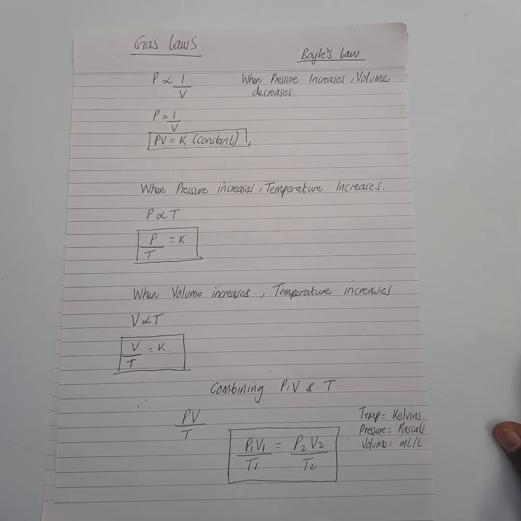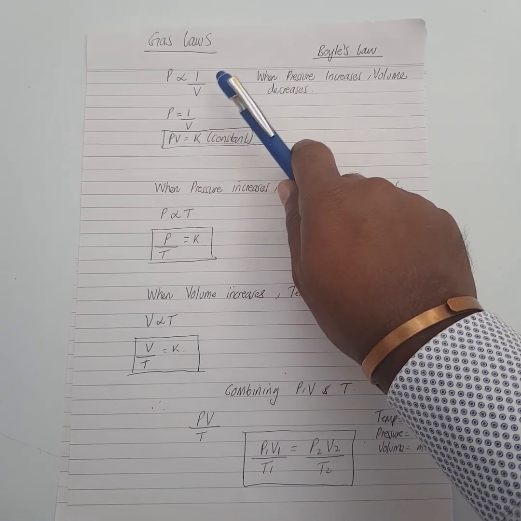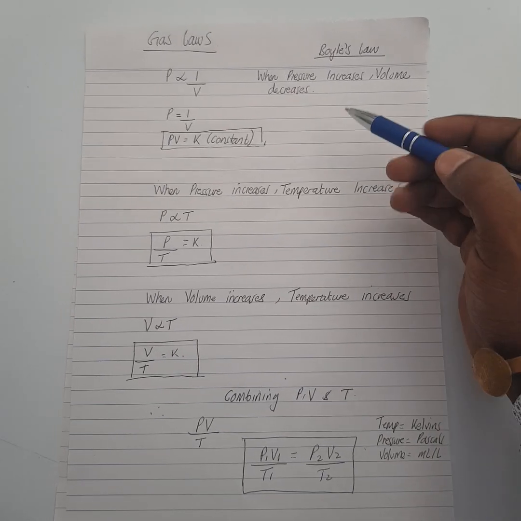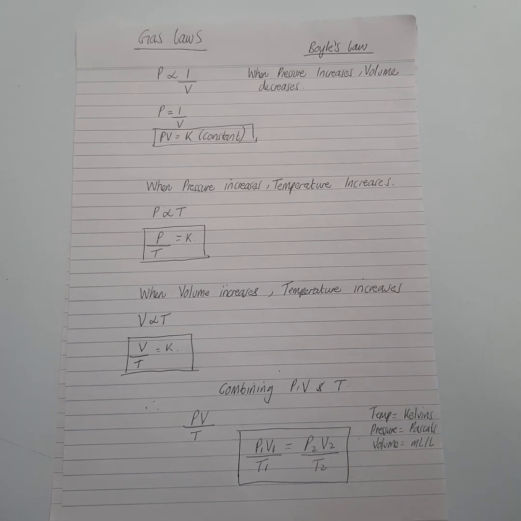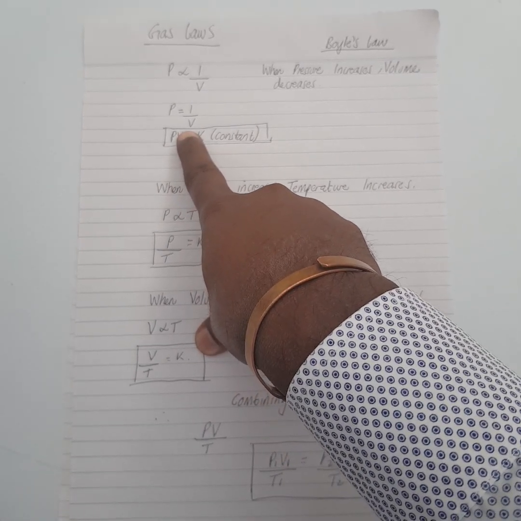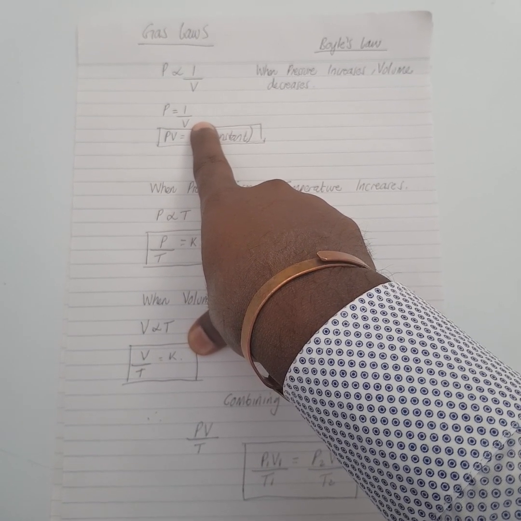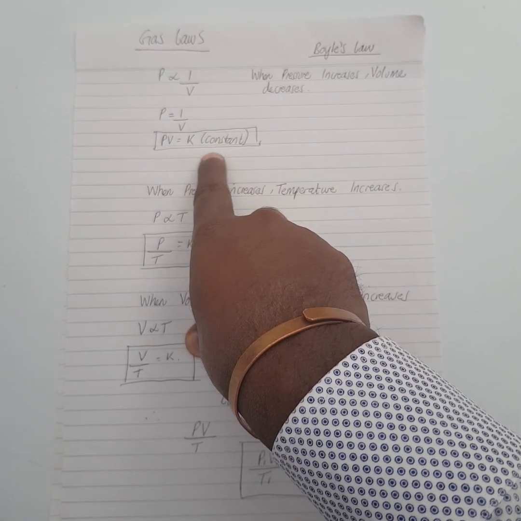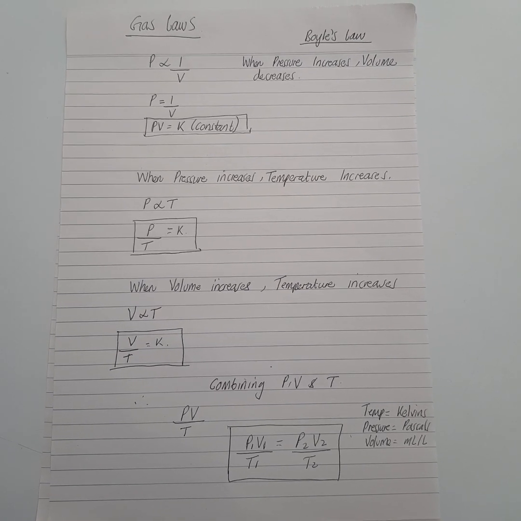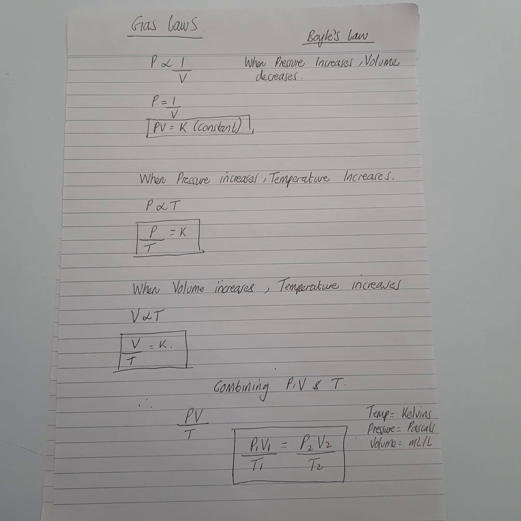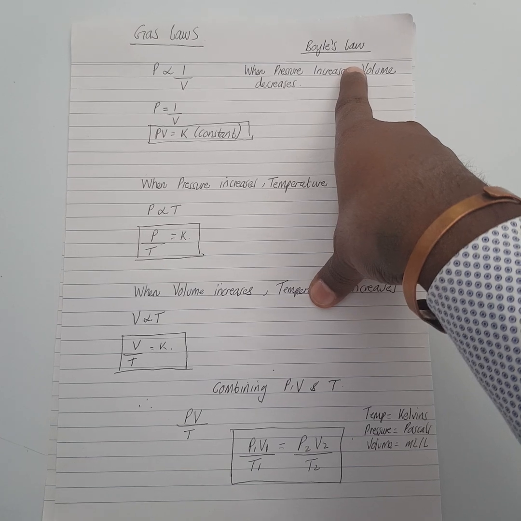So if you look at the first one right there, that's a sign saying pressure is inversely proportional to volume. And what that means is when pressure increases, volume decreases. So in other words, when pressure is going upwards, your volume's going downwards. And if we were to represent that mathematically, you can see P is equal to 1 over V, because that's how you represent an inverse relationship, and PV is equal to K, which we refer to as a constant. Some textbooks use K, some textbooks use X, but I just put constant to show that that's the same thing. So that's the relationship between pressure and volume, and that's summed up by Boyle's law.